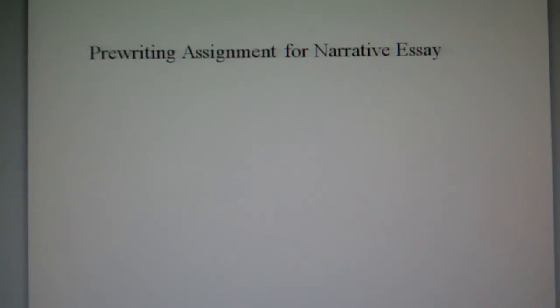But I'm in Chapter 6. If you have your Write Stuff book, you can follow along. I'm on page 105. And what I want to do is just go through some general pre-writing techniques that you can use to complete this assignment.